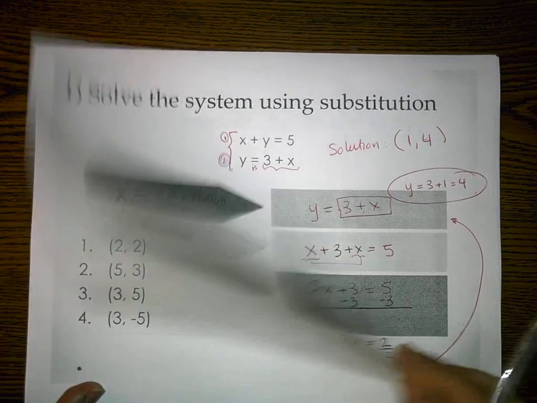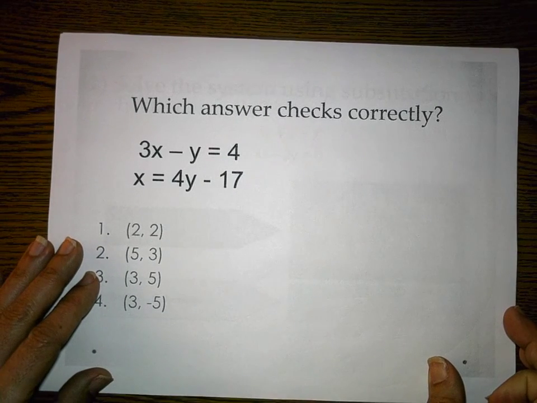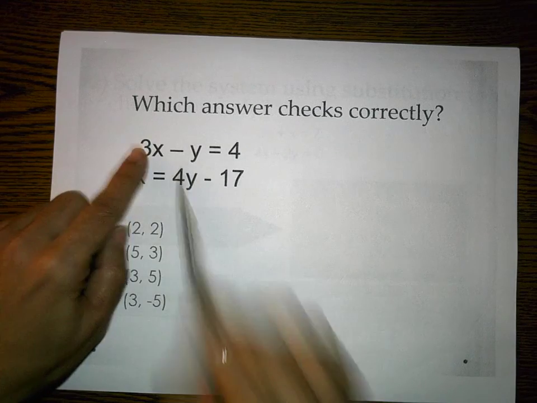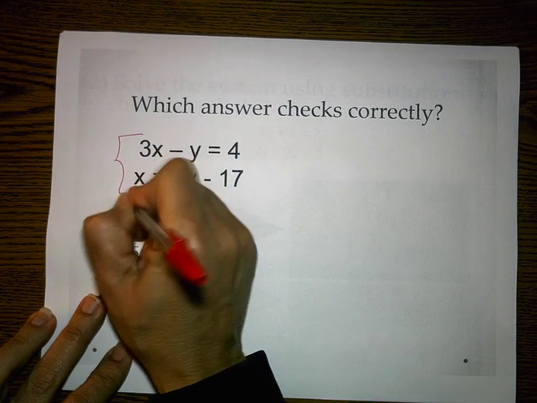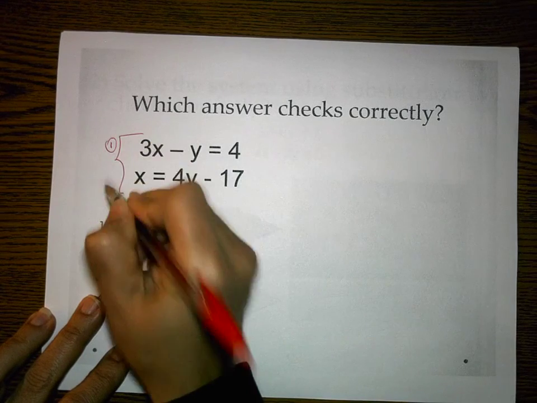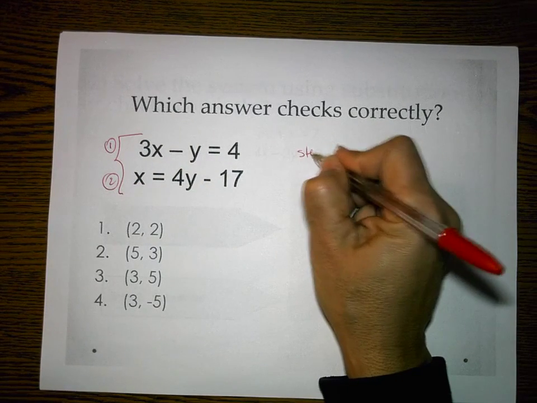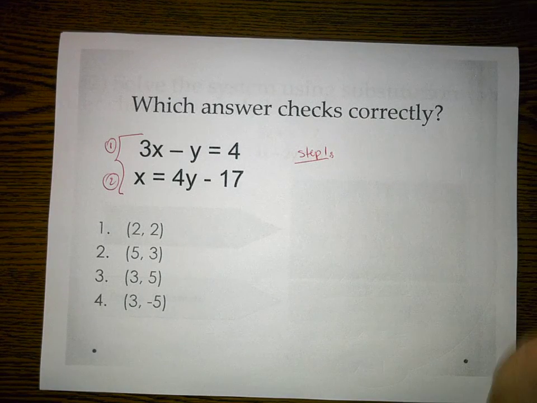Let's try another example. It says right here, which answer checks correctly? So which answer matches for these two systems over here? Okay, for this system of two equations, I have equation number 1 and I have equation number 2. Step number 1 is to pick an equation and isolate for one variable.